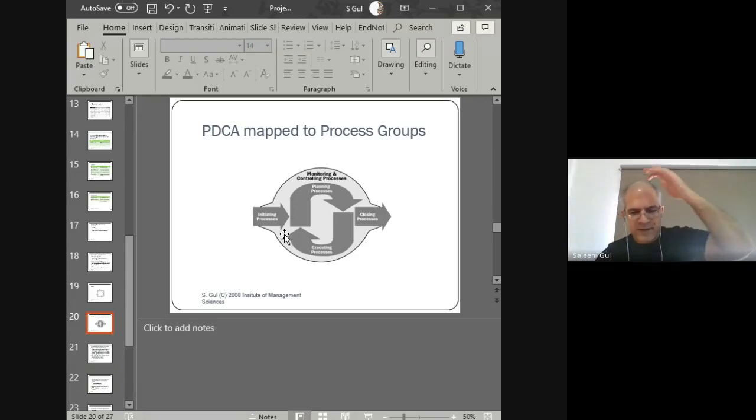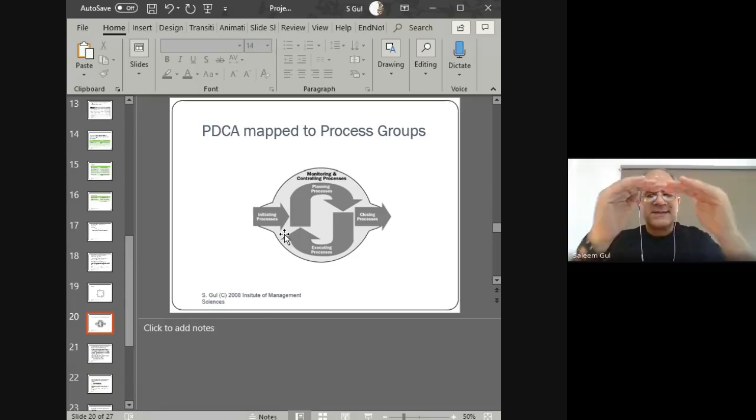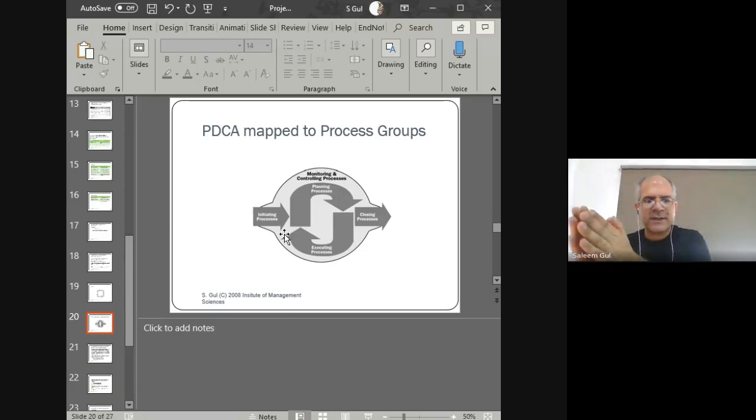So let's clarify this. We've got the design as a phase. Now, within the design, we've got certain processes happening. We've got the initiating, we've got the planning, we've got the execution, we've got the closing. Within the initiating, we've got the PDCA. Within the planning, we've got the PDCA. Within the execution, we've got the plan, do, check, act. And within the closing, we've got the plan, do, check, act. Then we move to the next phase.